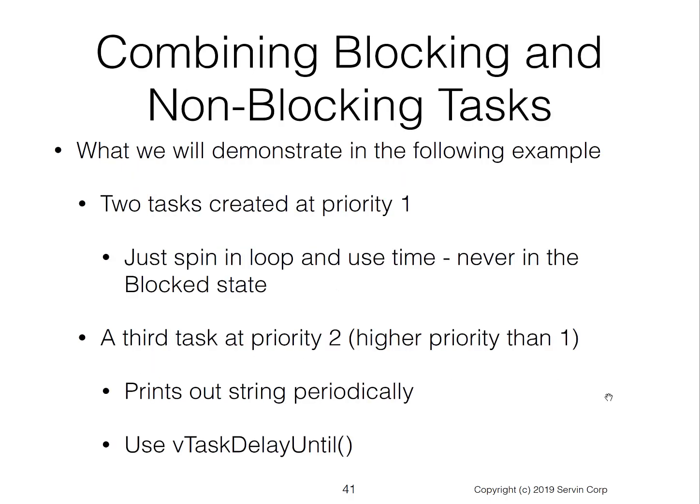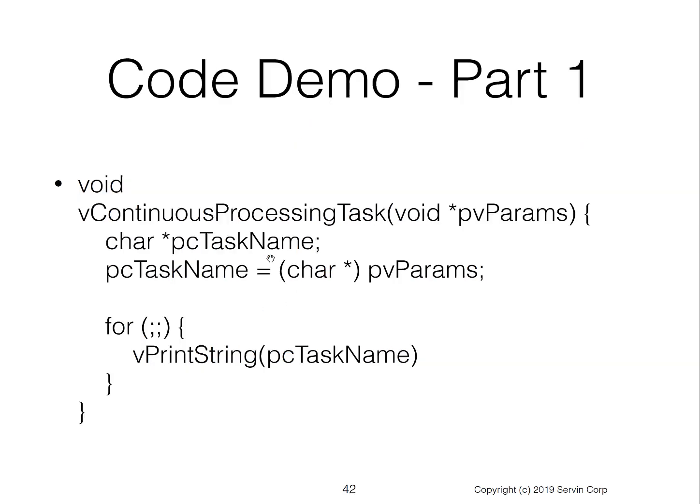Now, as I mentioned, you can also combine both blocking and non-blocking tasks. That is, here's what we'll demonstrate. You could have two tasks that are created at priority 1, and suppose they just spin in a loop and use time and never enter the blocked state. And then suppose there's a third task at priority 2. Of course, priority 2 is going to be higher than these two tasks at priority 1. It's going to print out a string periodically, but then it's going to delay. And when it delays, that'll give time for the other two tasks to run.